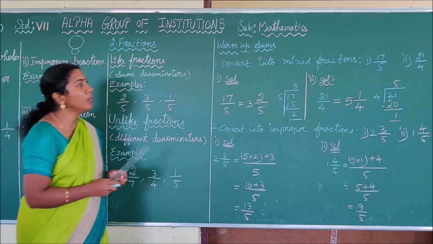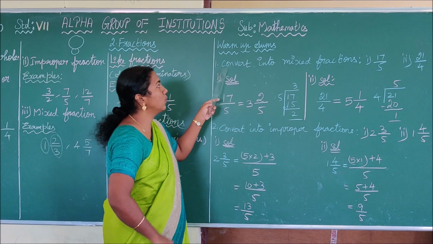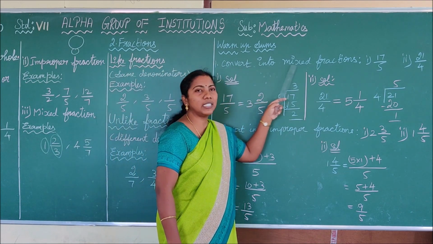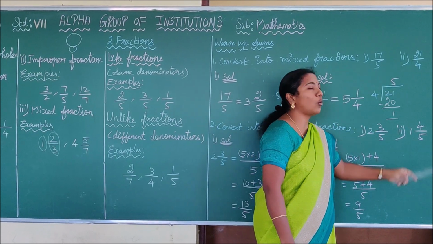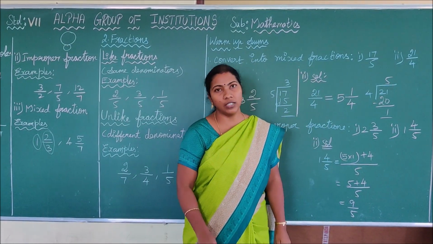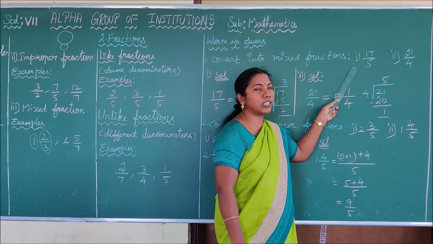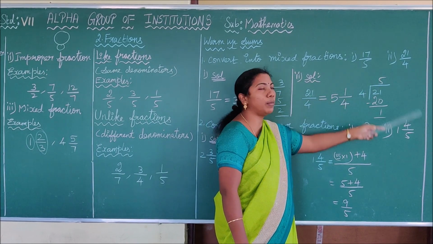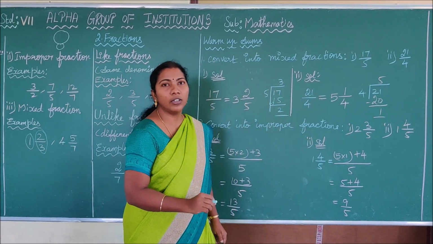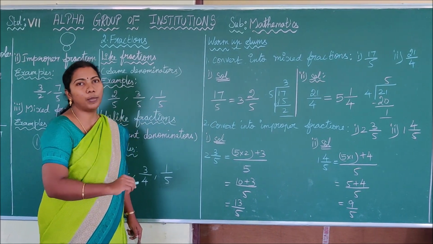Let us do some sums we have seen in 6th standard. See the first one, convert into mixed fraction. The first question, 17 by 5. Second one, 21 by 4. How can we convert this? What type of fraction is this, children? Yes, improper fraction, because the numerator is bigger than the denominator. This is also an improper fraction. We can only convert an improper fraction into a mixed fraction and a mixed fraction into an improper fraction.